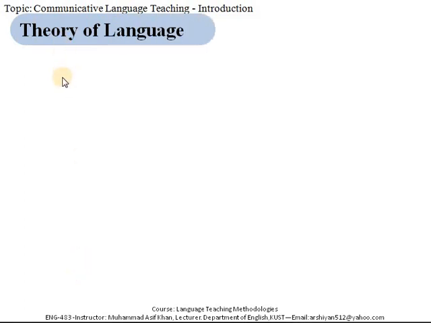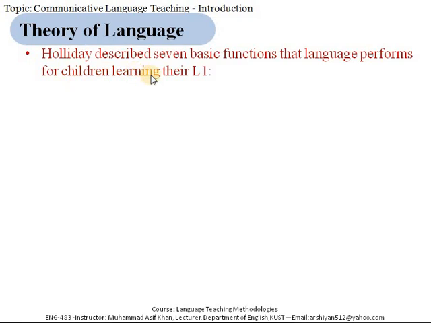This theory basically complements and supports Hymes' view of communicative competence. Now let's look in detail at Halliday's theory of the functions of language. He described seven basic functions that any language performs for children when they are learning their L1.